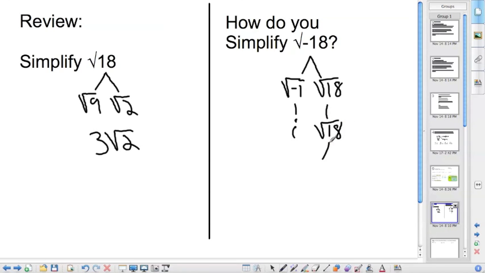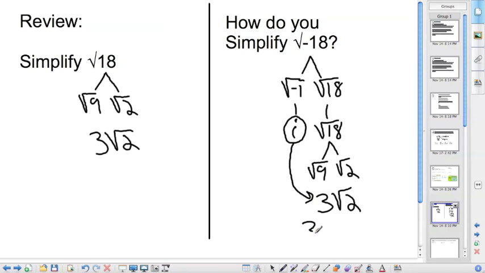and now let's simplify square root 18. And we know square root 18 is square root 9 times square root 2, square root of 9 is 3, and we're left with square root 2. But you can't forget about the i. You have to bring the i down, and you get 3i square root 2. Let's try another one.